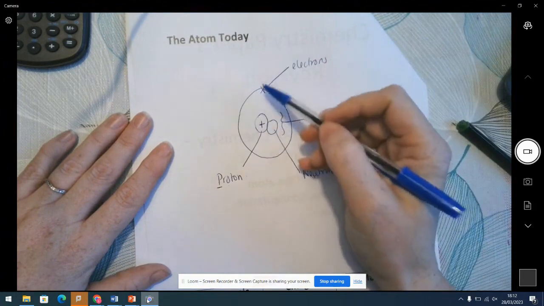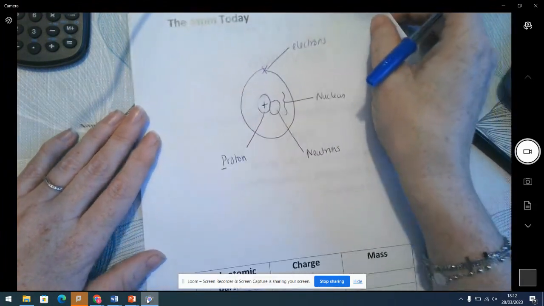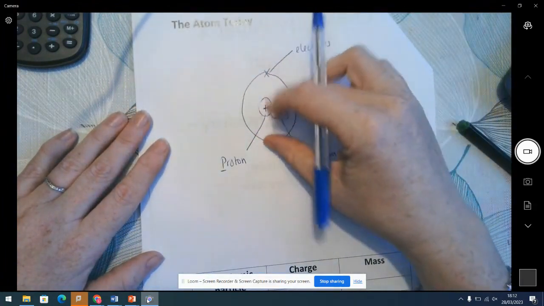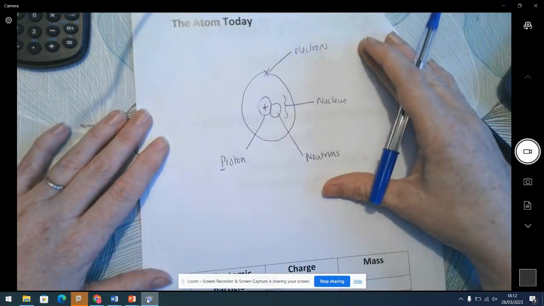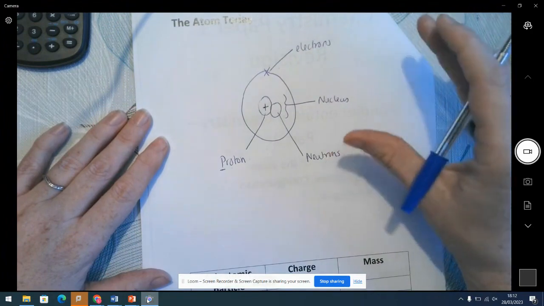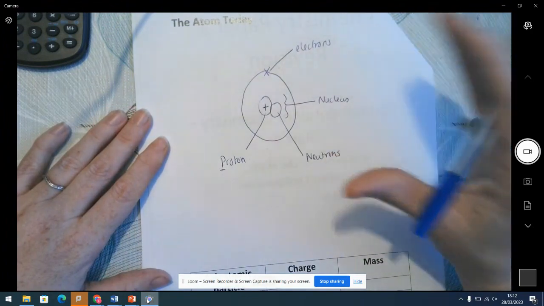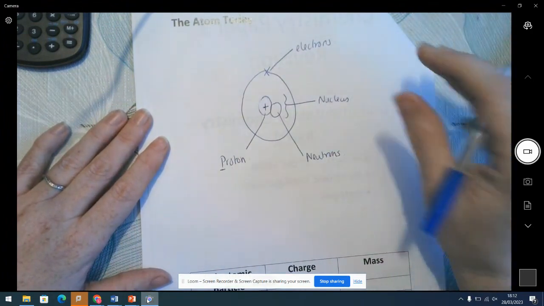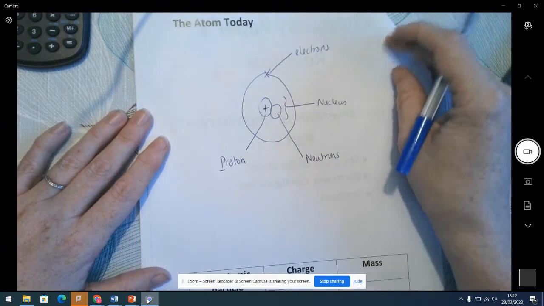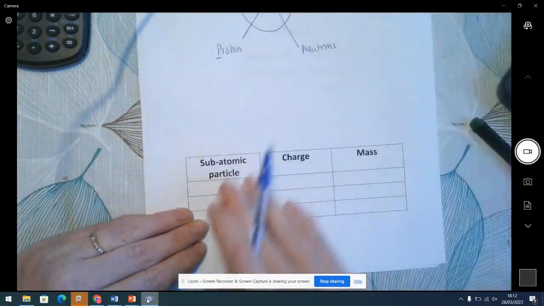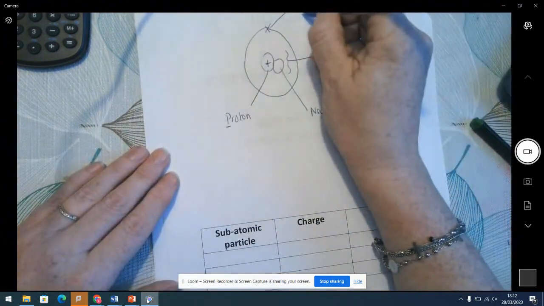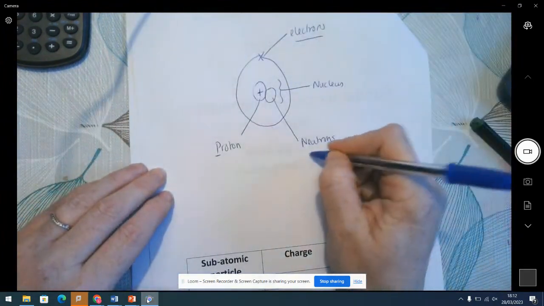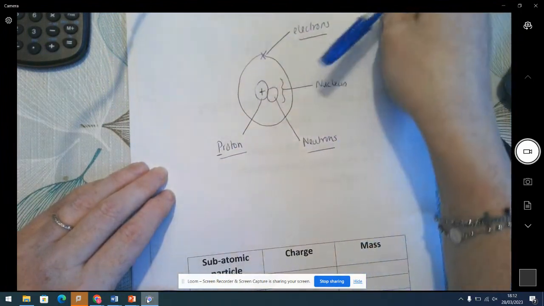Okay, and they sit on the shells and they follow the rules, as we'll talk about later in the video, in terms of how we put electrons onto shells. So this is the basic structure of the atom. You are expected to be able to draw that, label it, identify the parts. So it's important that you do get that clear in your heads. But we're going to talk now a little bit about these 3 things. So the 3 subatomic particles are our electrons, our neutrons, and our protons.